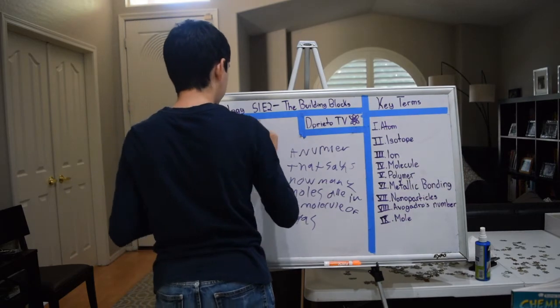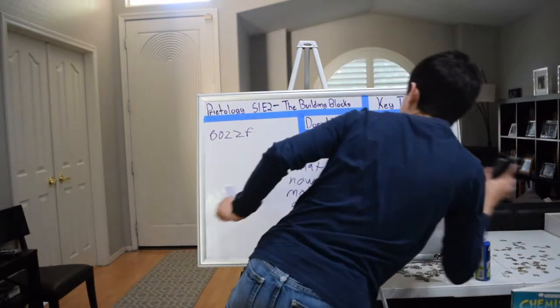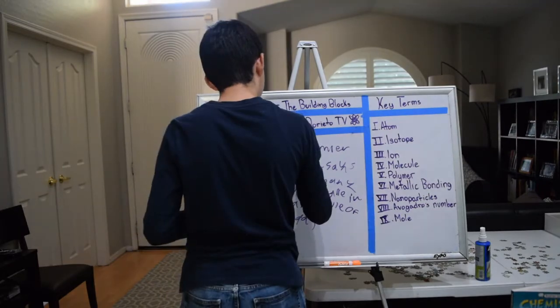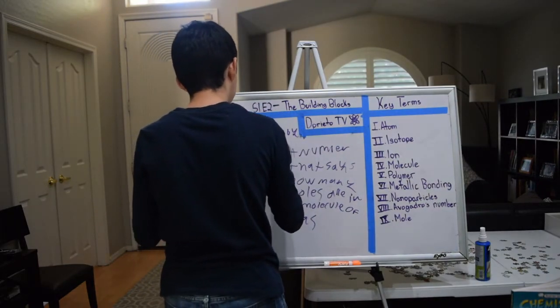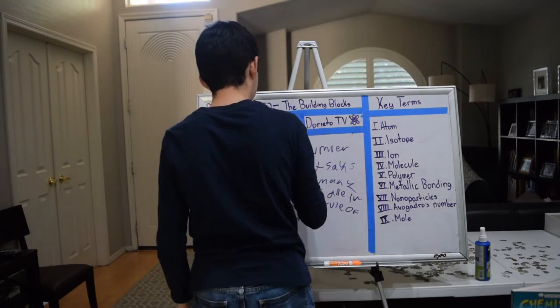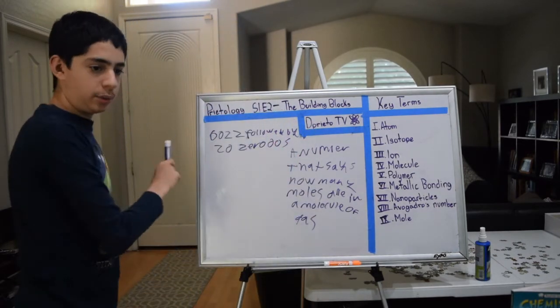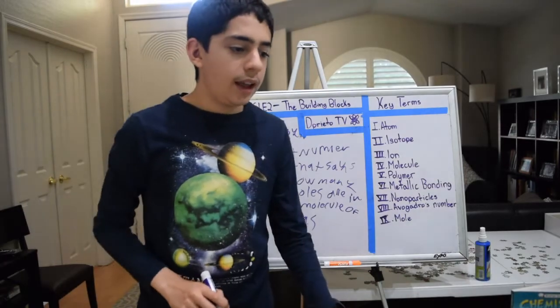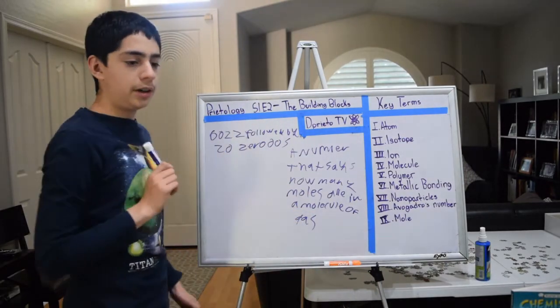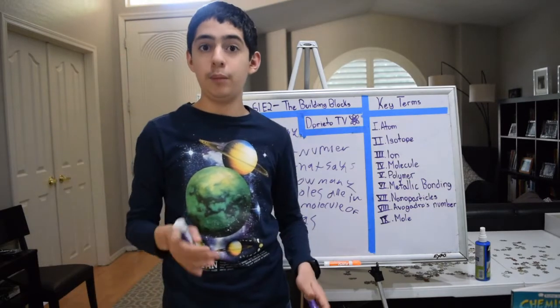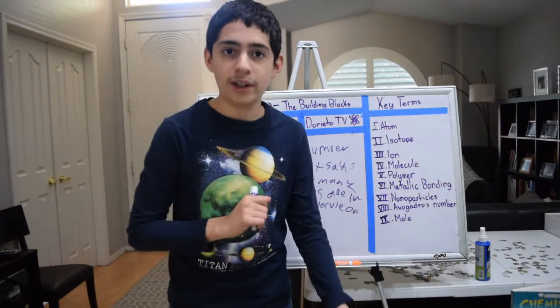6022 followed by 20 zeros. So I'm not gonna write all the zeros. So 6022 followed by 20 zeros. And the number equals the Avogadro's number. It always equals the number of particles in 1 mole of substance. And we'll get to mole right now.